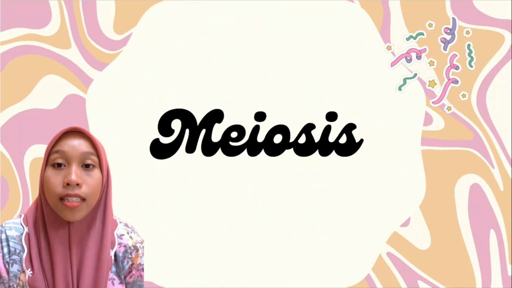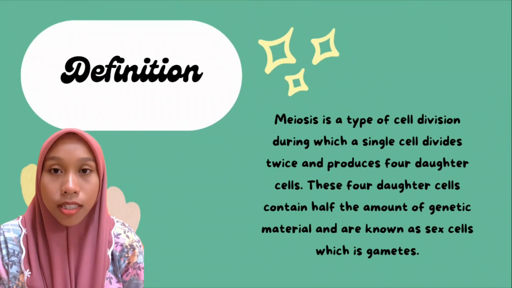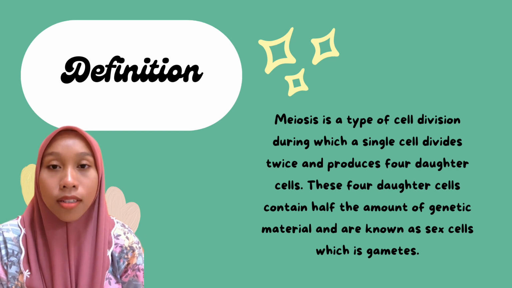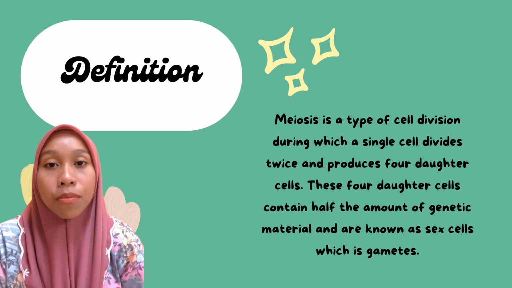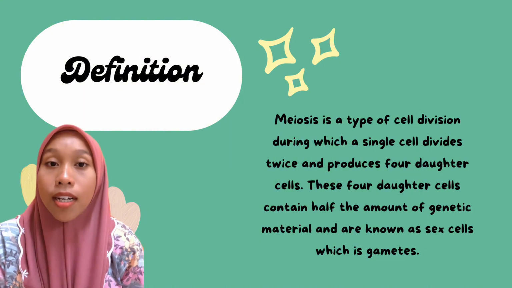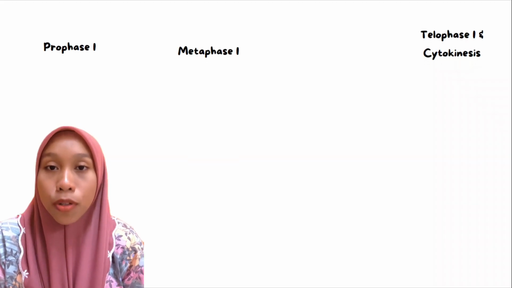Next, the meiosis. So, let me tell you a bit about the definition of meiosis. Meiosis is a type of cell division during which a single cell divides twice and produces 4 daughter cells. These 4 daughter cells contain half the amount of genetic material and are known as sex cells, which are called gametes. These are the stages of meiosis.